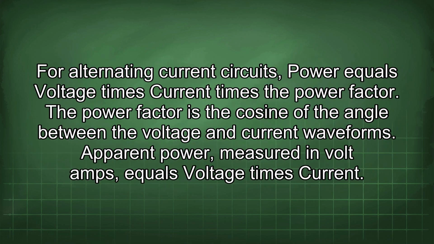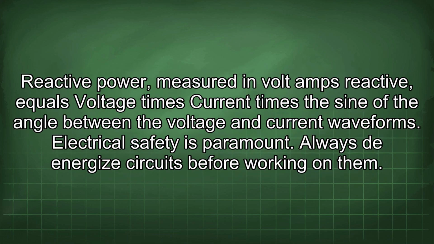For alternating current circuits, power equals voltage times current times the power factor. The power factor is the cosine of the angle between the voltage and current waveforms. Apparent power, measured in volt-amps, equals voltage times current. Reactive power, measured in volt-amps reactive, equals voltage times current times the sine of the angle between the voltage and current waveforms.